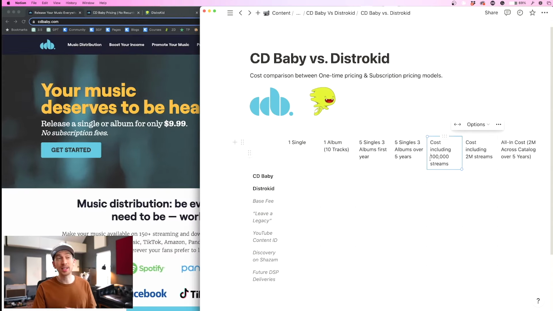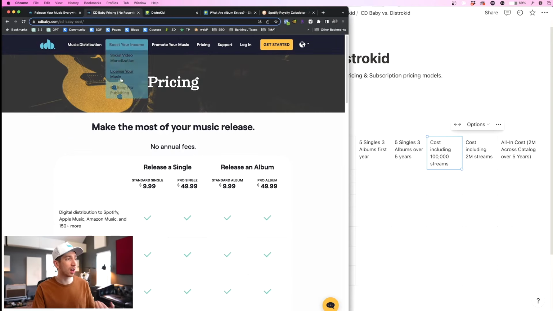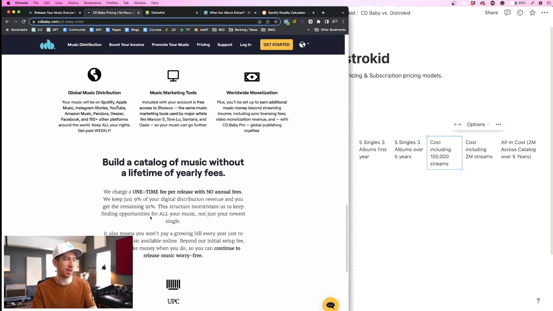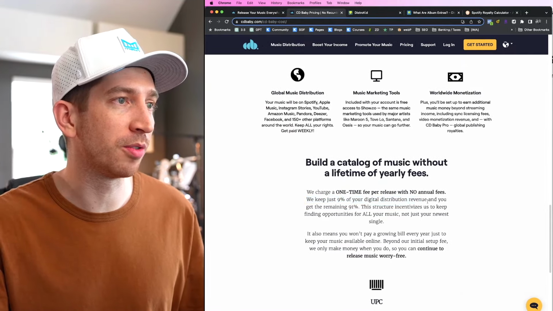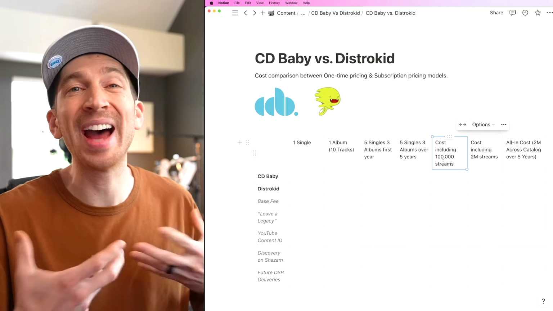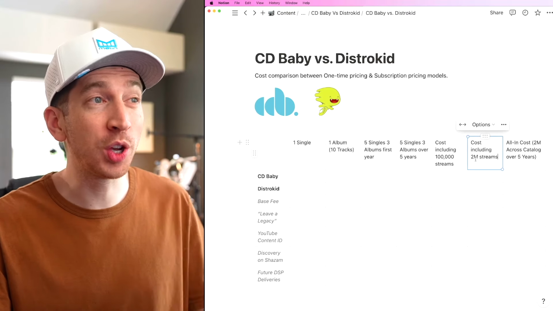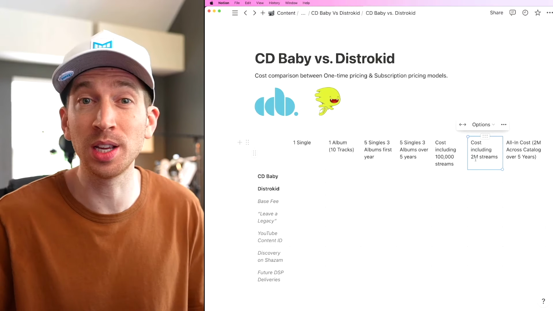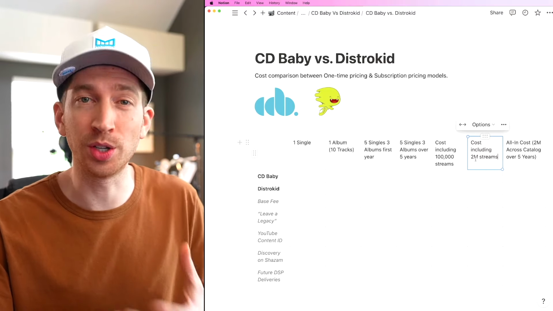Next, and this is something that's very important, CD Baby actually takes a cut of your back-end royalties. You can see if you scroll down on their pricing page that they say they take 9% of your digital distribution revenue. So first we're going to calculate that for 100,000 streams and add that to the cost of CD Baby. Then we're going to recalculate that for 2 million streams, assuming that you're getting a lot of success and traction. We want to see what that 9% cost is going to incur as you achieve some success.